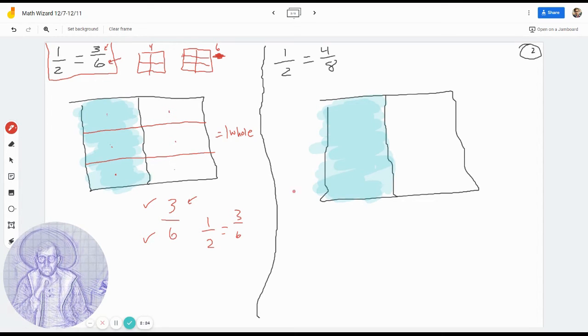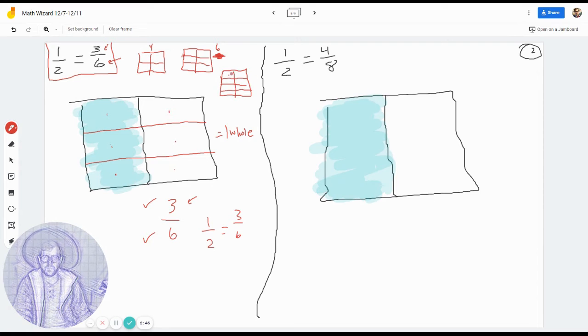3/6. My next one has 4/8. And if I keep following my pattern, I bet if I cut it a third time, so I did 2 chops, that got me to 6. I bet if I cut it a third time, that would give me 2 more pieces, and now I would have 8 pieces. Let's check and make sure here.